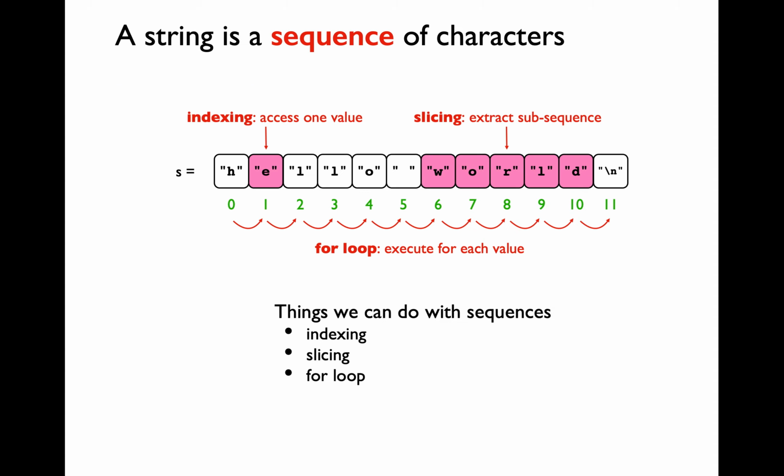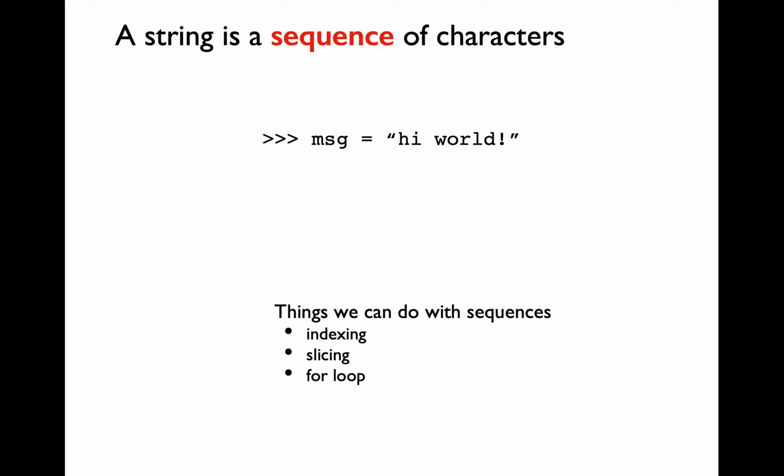We are going to get started by doing a quick recap of the concepts of indexing, slicing, and for loop using string sequence as an example. Recall that a string is nothing but a sequence of characters. Indexing enables you to get one specific item from a given sequence. For a string, that's going to be a single character.